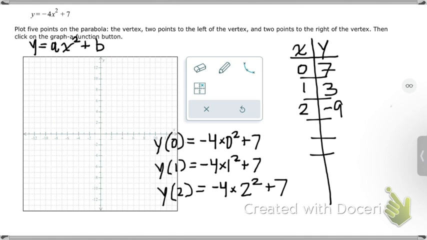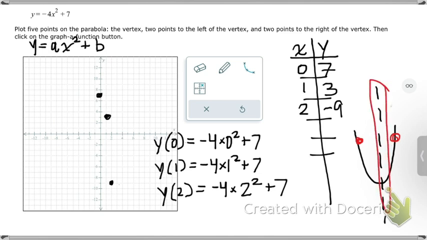All right, let's plot these 3 points. Got a point at 0, 7, 1, 3, and 2, negative 9. And you should recall, I would think, that when you learned a parabola, you learn that parabolas have symmetry. So we have these mirror points, right? If I have a point over here, I have a point over here. A mirror image through this axis of symmetry. This being the axis of symmetry.